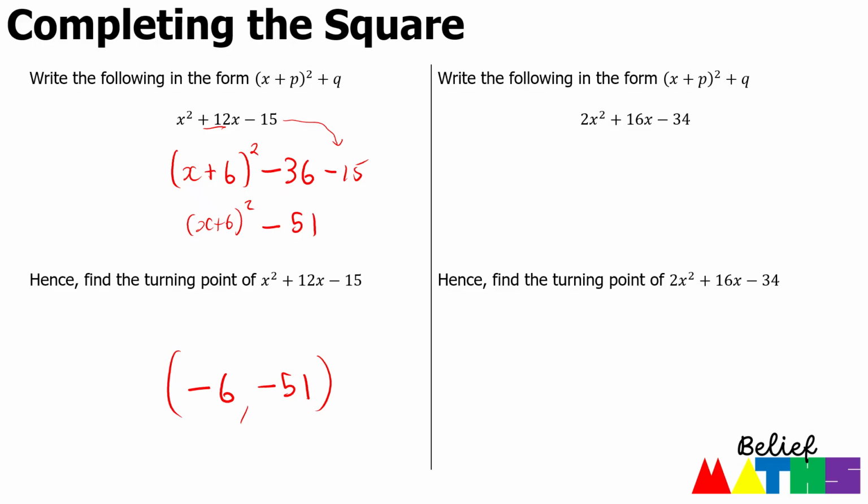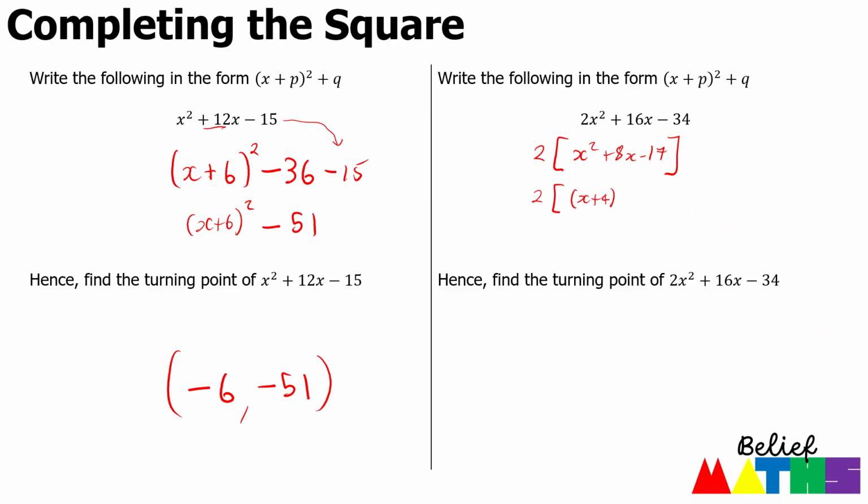This question is slightly different because you've got 2x squared. But all we're going to do is we're going to factorize out our 2. And we get x squared plus 8x minus 17. And now we're just going to complete the square as we did before with that bit on the inside. So to save us some time, I'm not going to go through the whole steps.